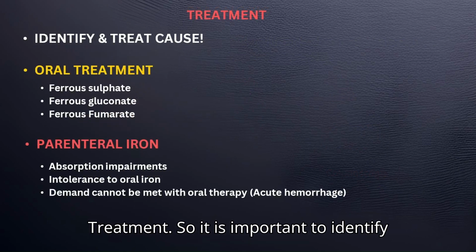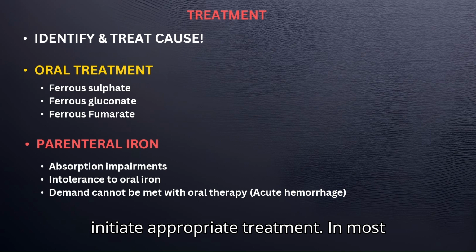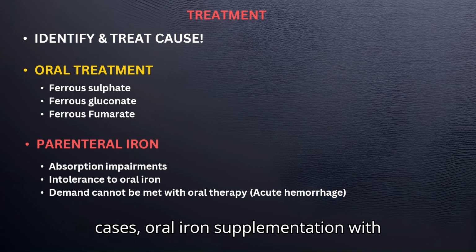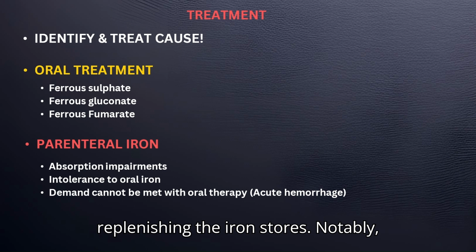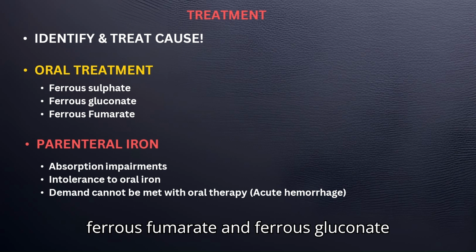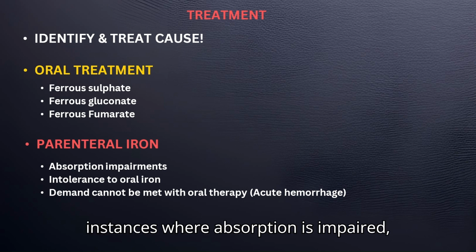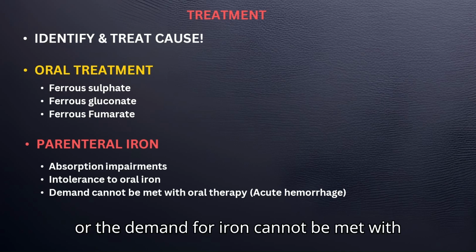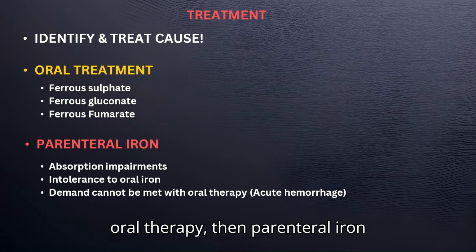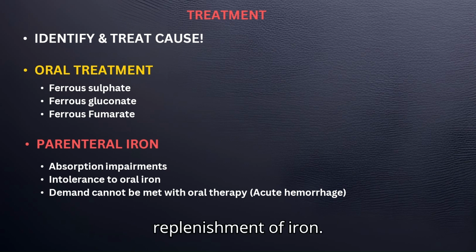Treatment. So it is important to identify the root cause of iron deficiency and initiate appropriate treatment. In most cases, oral iron supplementation with ferrous sulfate, ferrous gluconate, or ferrous fumarate is effective in replenishing the iron stores. Notably, ferrous fumarate and ferrous gluconate are often well tolerated. In instances where absorption is impaired, or there is an intolerance to oral iron, or the demand for iron cannot be met with oral therapy, then parenteral iron may be necessary to ensure adequate replenishment of iron.